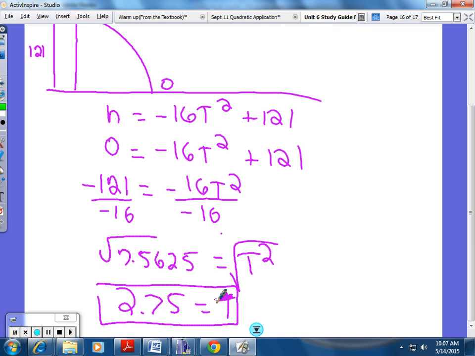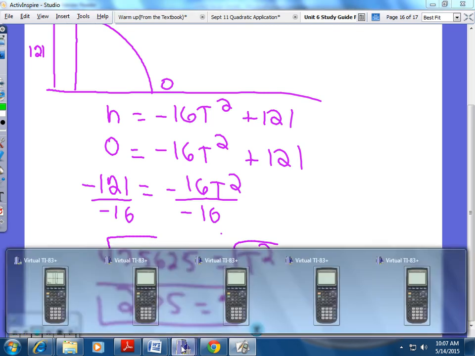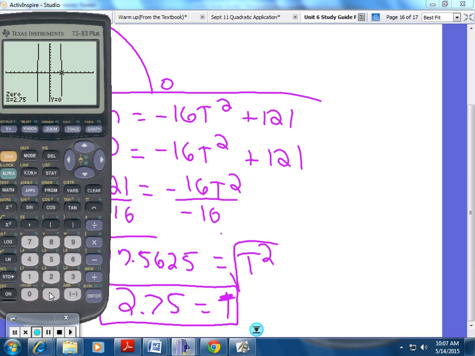So that's why you have to double check your problems before you turn your paper in, because this is real complicated stuff and we make mistakes. So you do it as many times as you have to do it to get it right. So our answer for that problem, it takes 2.75 seconds for that ball to drop from the top of that building and to hit the ground.